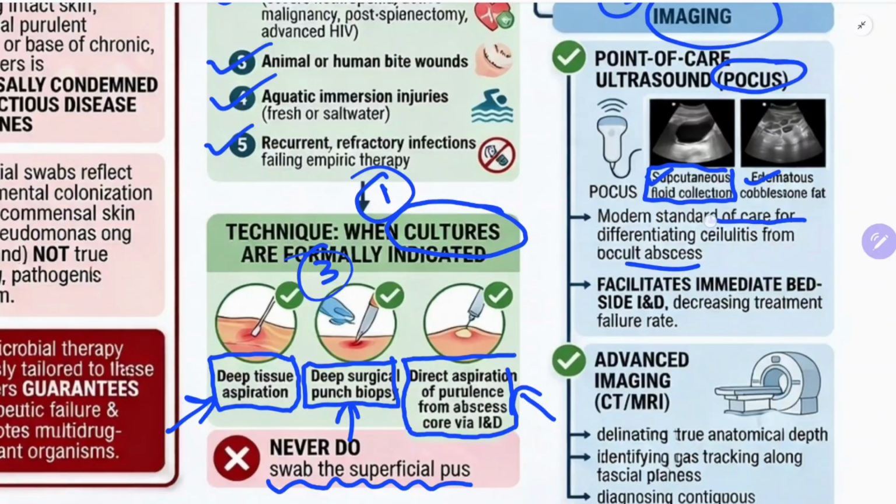So by using POCUS, meaning ultrasonography, you can differentiate whether a purulent site is present in cellulitis or not. And these facilities are available at the bedside, decreasing the treatment failure rate.